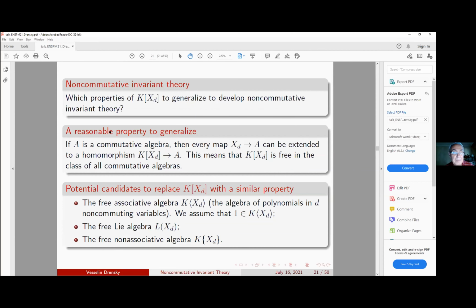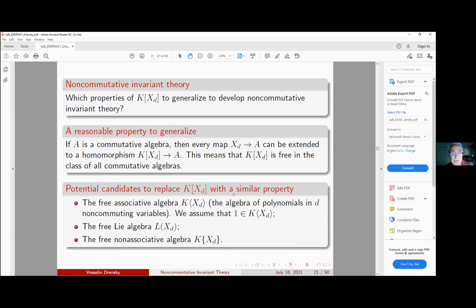Now, if you consider non-commutative invariant theory, we should replace the polynomial algebra with something else. We have several interesting properties of polynomial algebra, but we should consider the following property. If you have a commutative algebra, then every map from the variables of the polynomial algebra can be extended to a homomorphism. And this means that the polynomial algebra is free in the class of all commutative algebras.